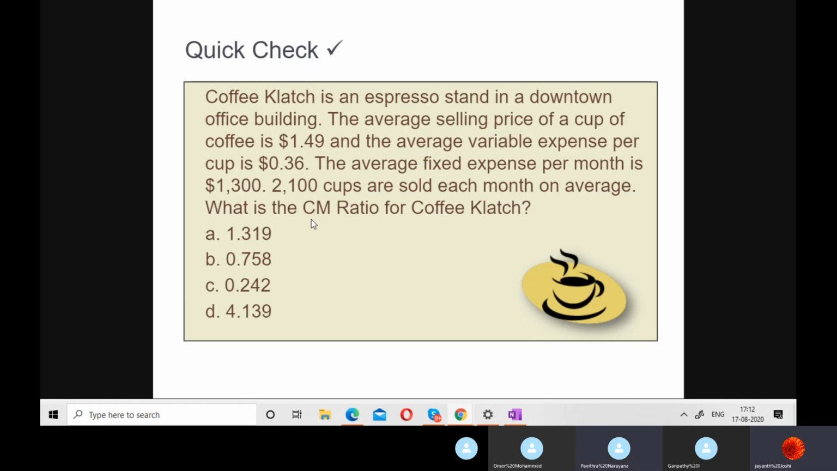The formula is simple, boss. Contribution margin ratio is contribution by sales into 100. Contribution, how will you find it? Sales minus variable cost. Selling price is this. Variable cost is this. 1.49 minus 0.36 crore, divided by 1.49.